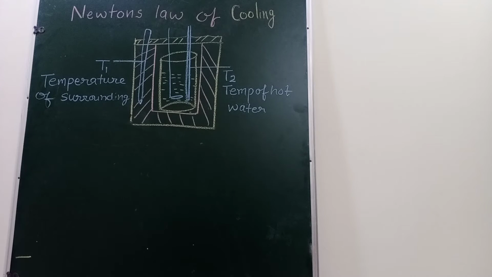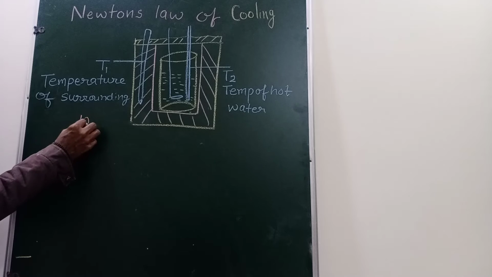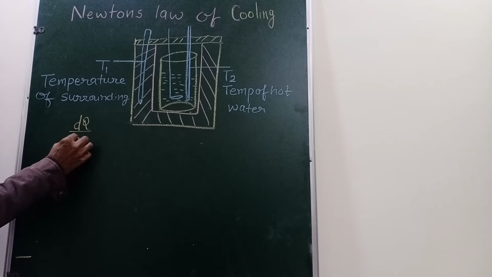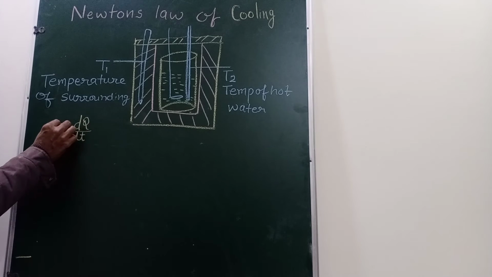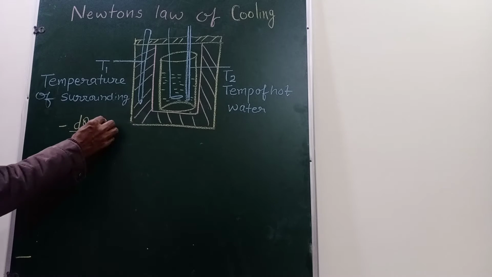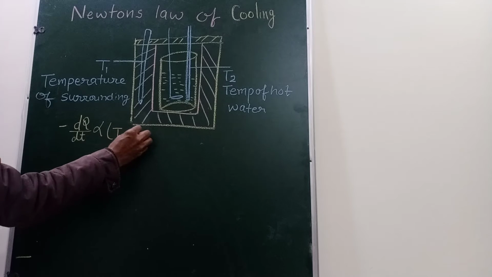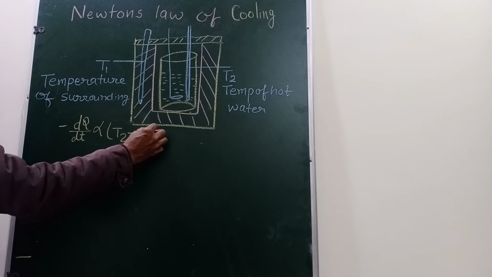So what is the rate of loss of heat? We will represent the rate of loss of heat by the symbol dQ by dt. This is the rate of loss of heat, dQ by dt, with a negative sign, which means the heat is being lost, and it is directly proportional to the temperature of the hot body minus the temperature of the surroundings.